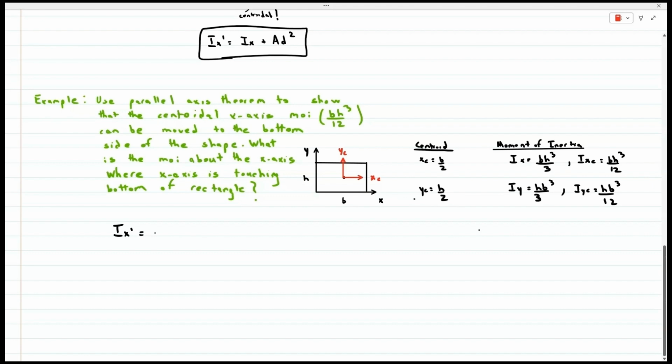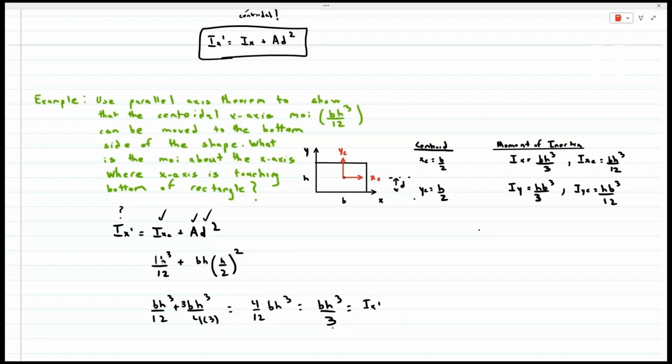If we know the moment of inertia about the centroidal axis and the area of the shape, which is base times height, along with the distance between the two parallel axes squared, what is the distance? The distance is half of the height of the rectangle. If we add up all those terms, we get bh cubed over 3, which is exactly what's shown in the table.